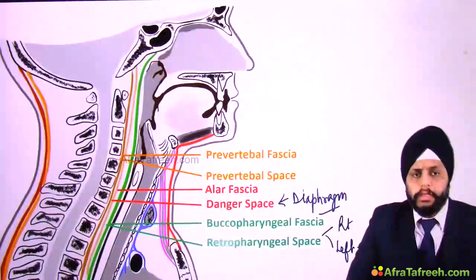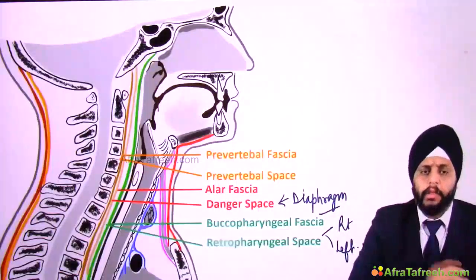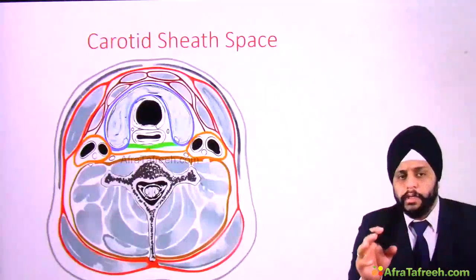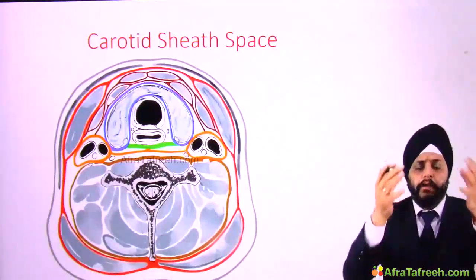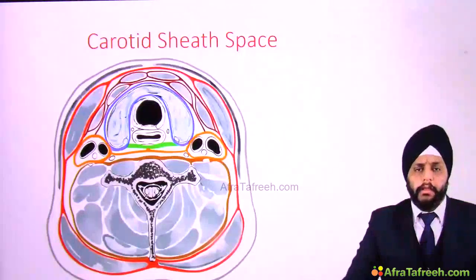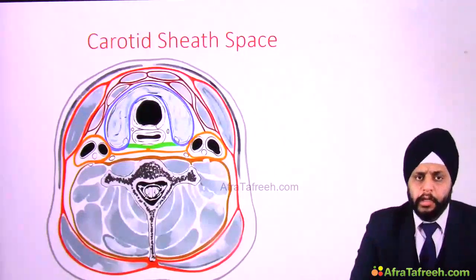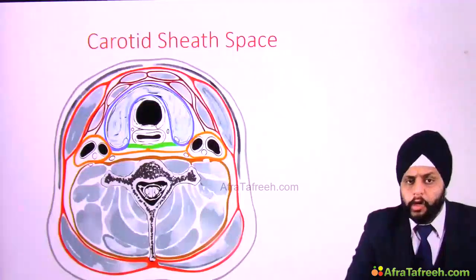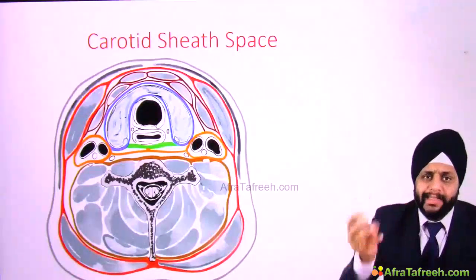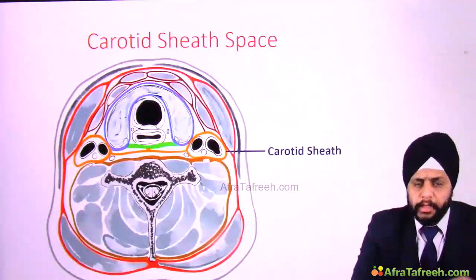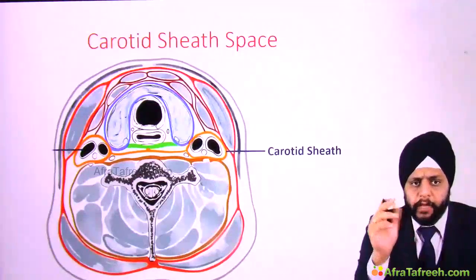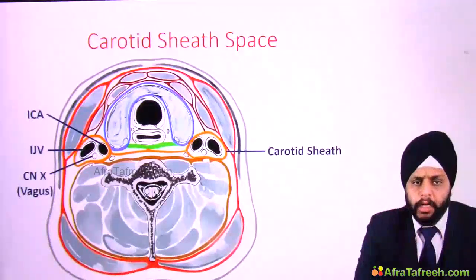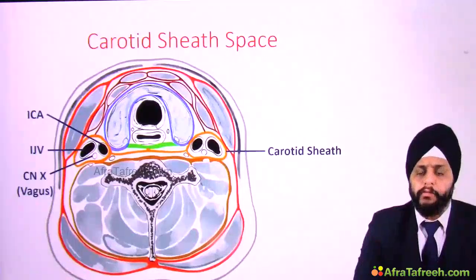Right? So these are the spaces along the entire length, but this will not finish with the last space, that is the carotid sheath space. So this space is also along the entire length, and as we discussed earlier, the carotid sheath is formed by the contribution of all the three layers of deep cervical fascia. What is there inside the carotid sheath? Inside this carotid sheath we have the internal jugular vein, we have the ICA, and we have the 10th cranial nerve, that is the vagus.